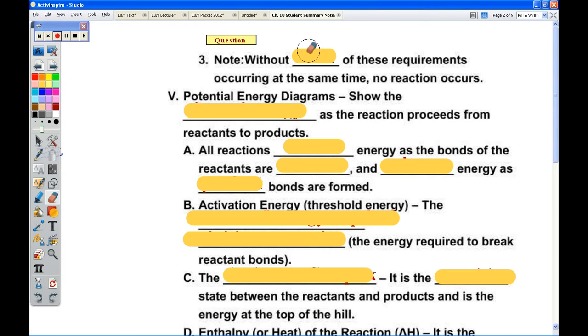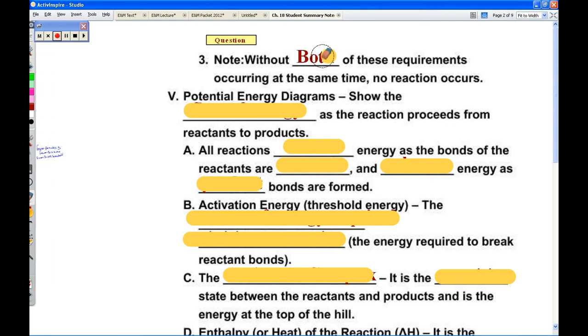Which brings us to number 3. Without both of these requirements at the same time, no reaction occurs.